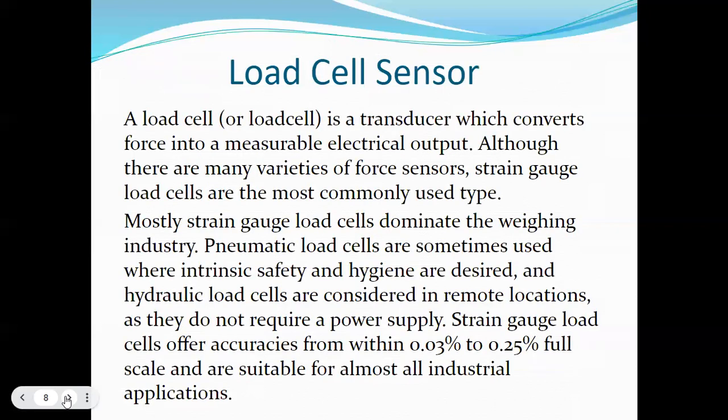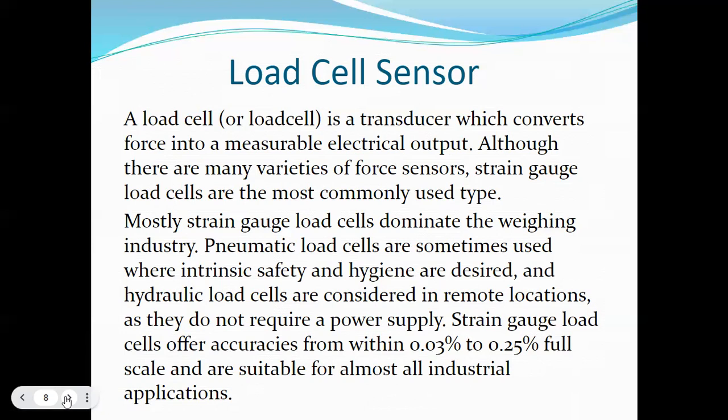The next sensor in my list is load cell sensors. A load cell sensor is basically a sensor that senses the force applied to it from outside agents. A load cell is a transducer which converts force into a measurable electrical output. Although there are many varieties of force sensors, strain gauge load sensors are the most commonly used. Mostly strain gauge load sensors dominate the weighing industry because they are more precise and cheap in price.